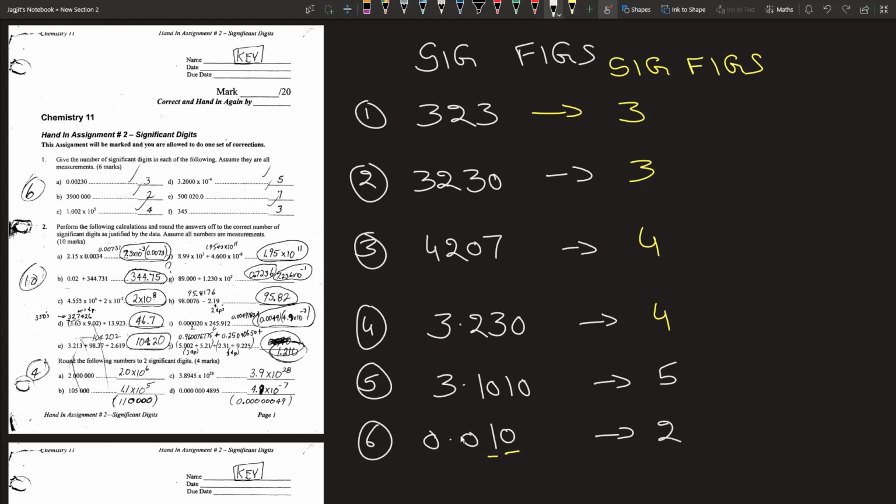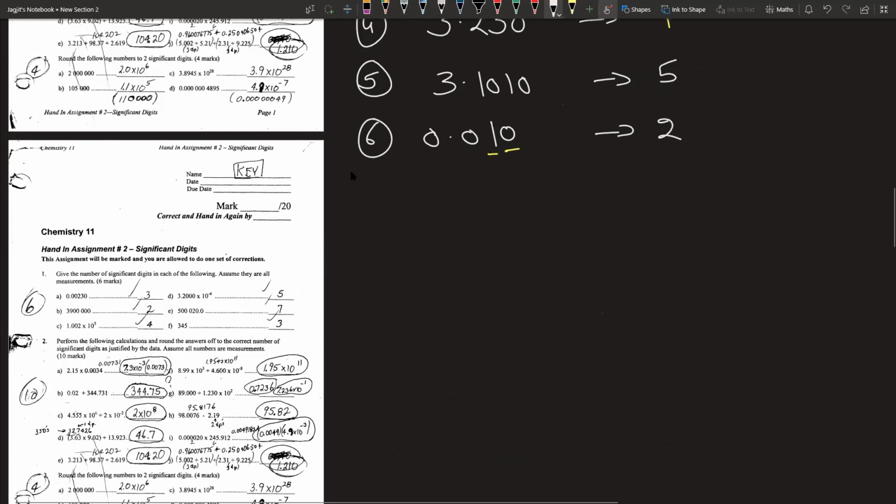This one and that. This 0 does not count, even though it's after the decimal, because there's no other non-zero number outside the decimal, to the left of the decimal. Okay, so far so good. Are you guys understanding this? Okay, what if I give you this?